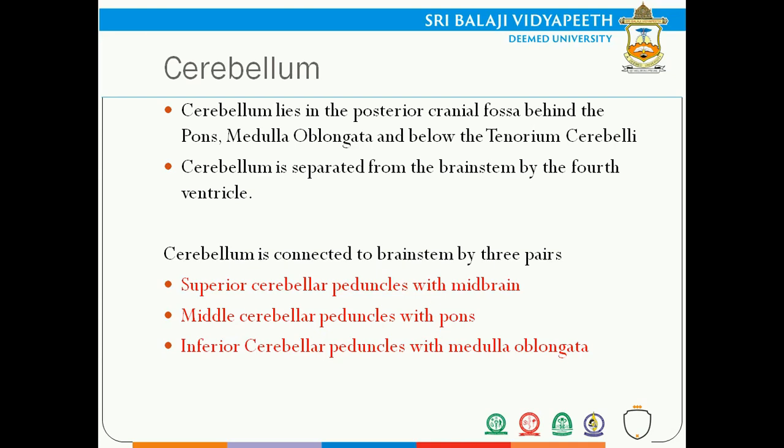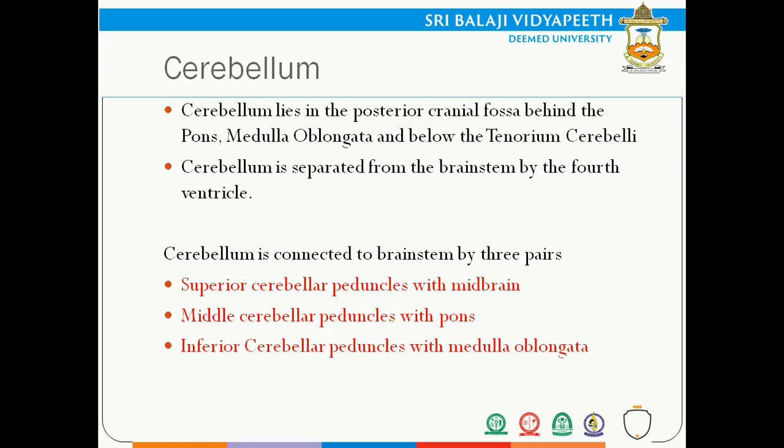The cerebellum is separated from the brainstem by the fourth ventricle. The cerebellum is connected to the brainstem by three pairs of peduncles. Peduncles means connecting fibers. The connecting fibers give a pathway for the tracts and fibers from the cerebellum to pass to the remaining parts of the brain, as well as bringing in fibers from the cerebral cortical area to the cerebellum, through which it goes to the peripheral reception centers.